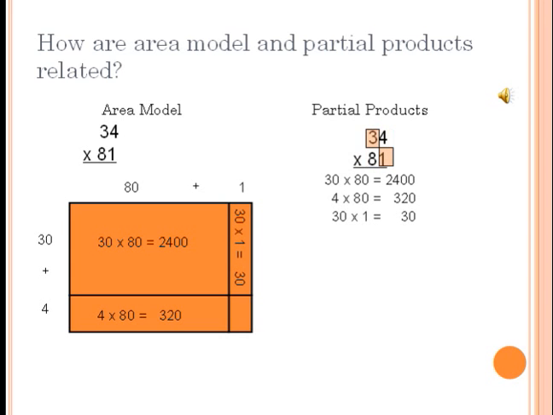And then our last chunk of that area model is that 4 times 1, and in our partial products equation, we see that 4 in 34 and that 1 in 81. 4 times 1 is 4. The last thing we have to do is add up all of the products we've just found from those 4 equations, and we get 2,754.